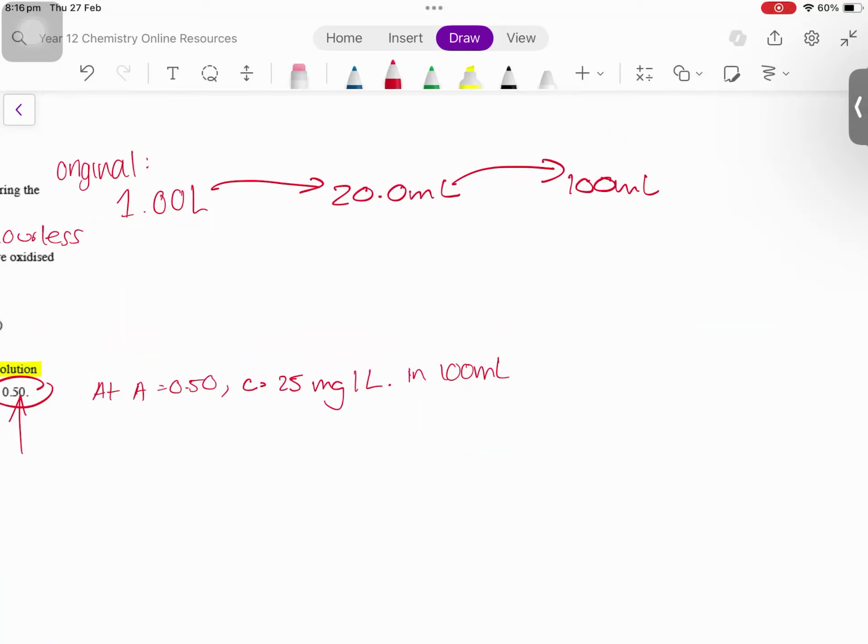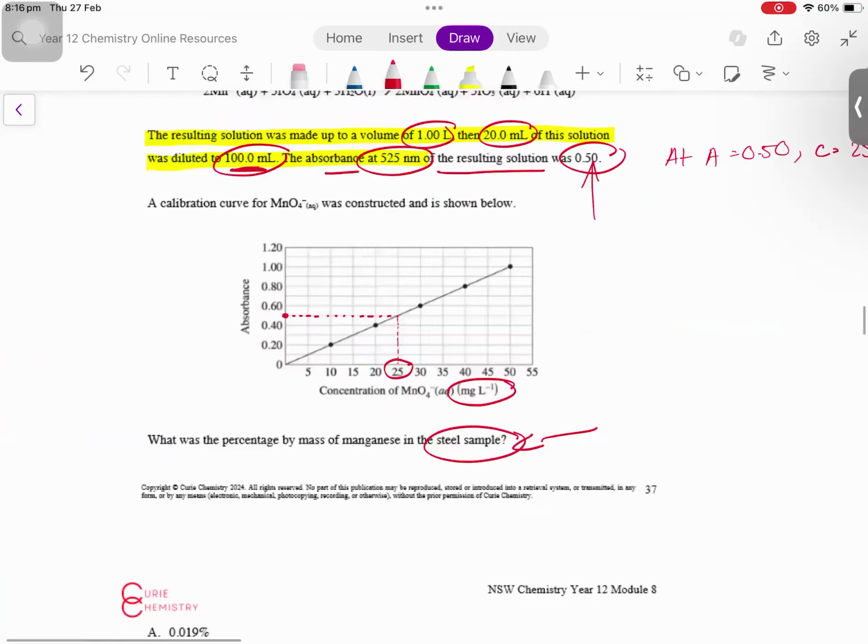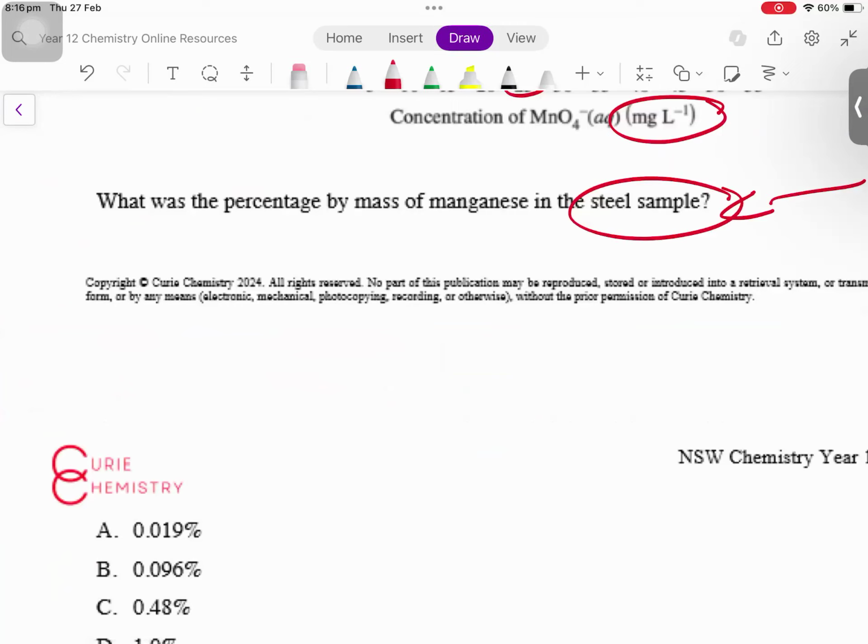I have to work my way back. I could figure out what the concentration is in the 20 mL and figure out what the concentration is in the 1 liter. But guys, did the question want concentration? Or does the question want mass?